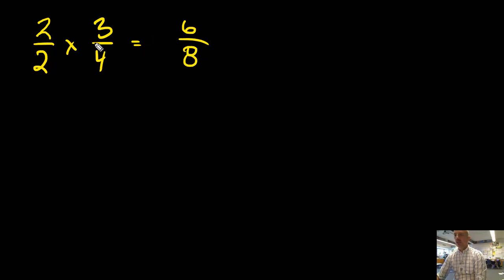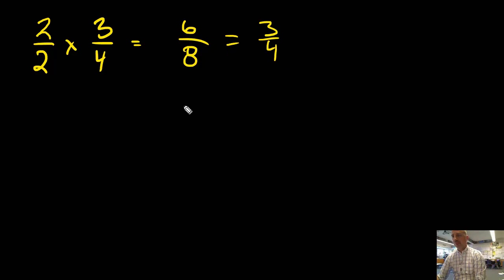What I want to start out with is just an example of something here. So I have two halves, and I'm going to multiply it by 3/4. Okay, and the product here, if I do 2 times 3 would be 6, and 2 times 4 would be 8. So 2 halves times 3/4, and our product is 6/8. And 6/8 is equivalent to 3/4. It's the same thing, right? If I reduce that down, I would get 3/4.